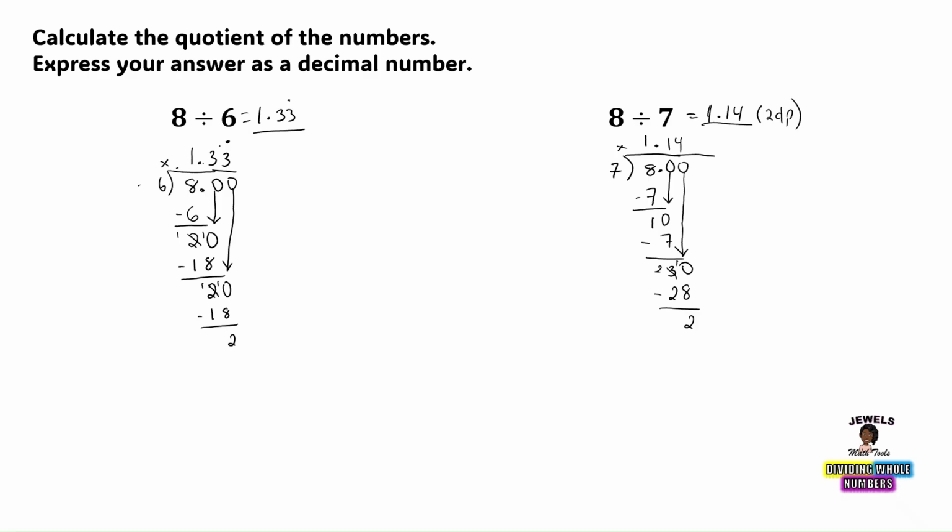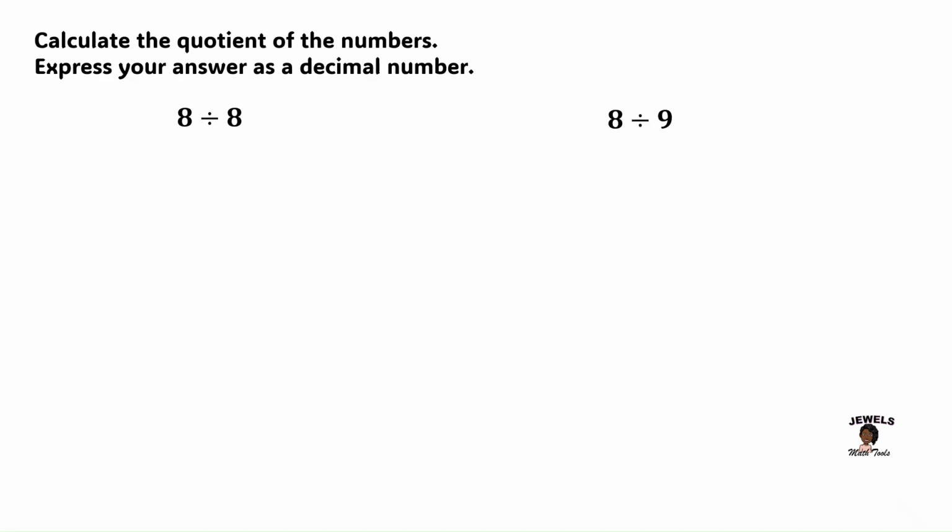2 decimal places tells me that you could have divided a little bit more, but you stopped your answer after the second digit behind the decimal point. Okay, so remember there is a difference between the two, and if there is a remainder, always indicate that your answer was stopped at a certain decimal point. So let's move on to our next two examples.